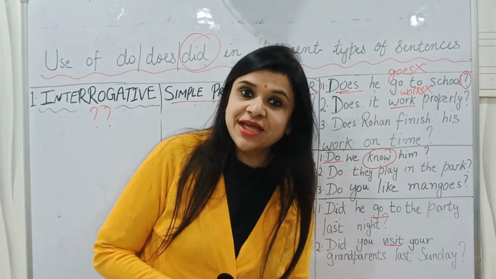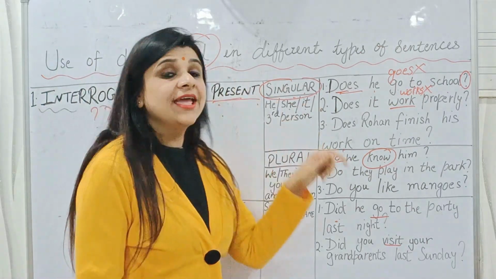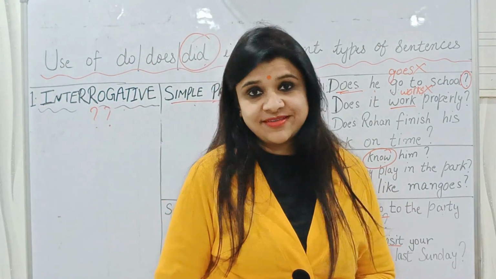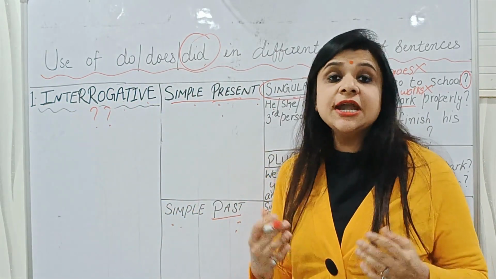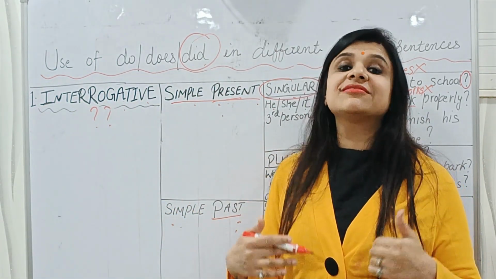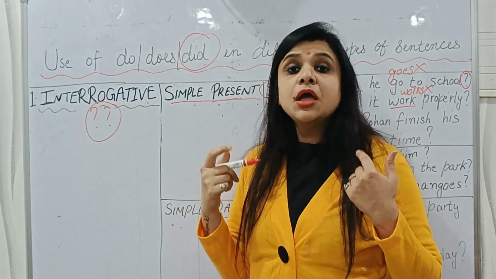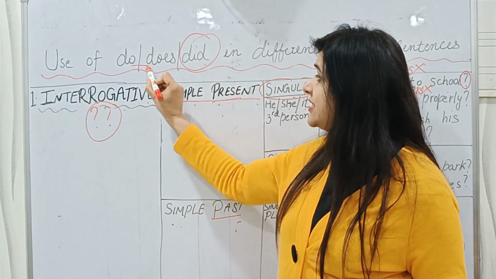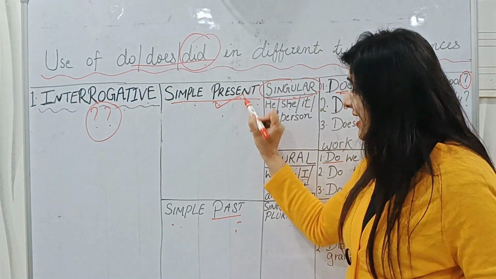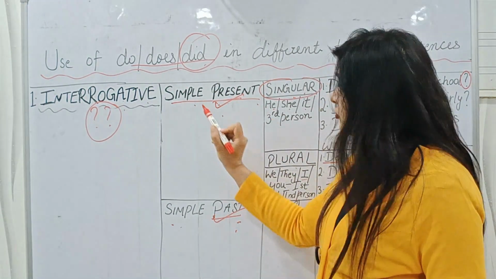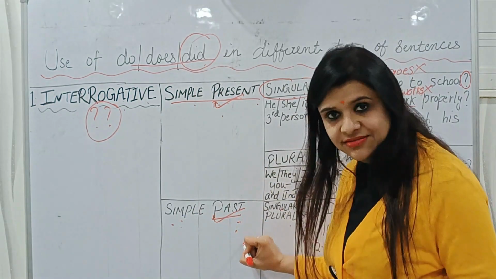So friends, today we are going to study use of do, does, did in different types of sentences. Now the first type of sentence here is interrogative. Interrogative sentence means when we ask a question. That's why I have put the question marks here. Now, we generally use these helping verbs in only two tenses, present tense and past tense. So, I am explaining you here with simple present tense and simple past tense.